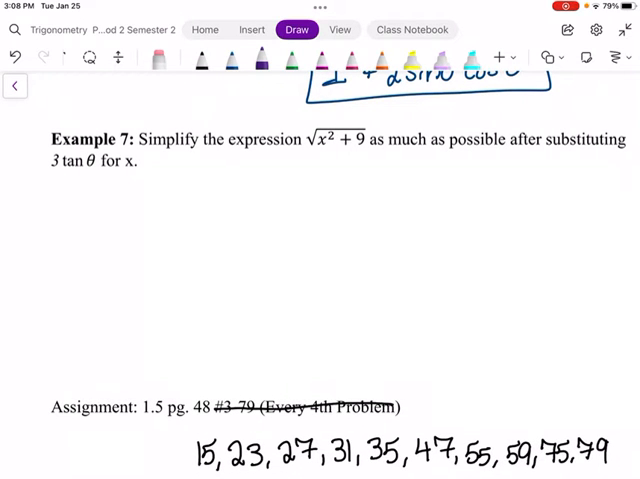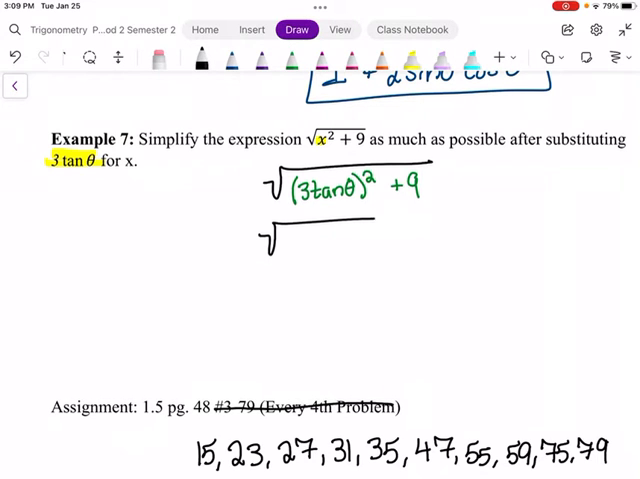Next, we're going to simplify the expression, the square root of x squared plus 9, as much as possible after substituting in 3 tangent theta for x. So we're going to take this, and instead of x, we're going to plug in 3 tan of theta. So if we plug that in, we're going to have 3 tangent theta squared plus 9.